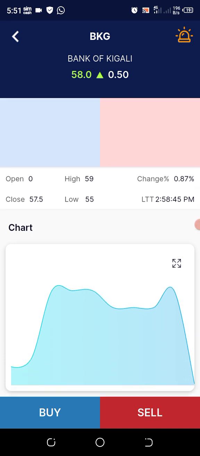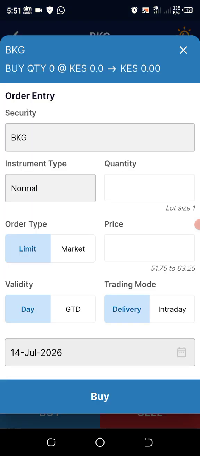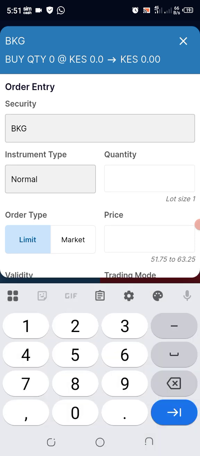Now let's say you want to buy. You have just created your account, and now you want to buy. This is what you are going to do. You are going to click on the buy button. When you click on the buy button, you can see first we have the security itself, its ticker, that is BKG, the Bank of Kigali. Then you have the instrument type, that is normal. Then the quantity: you have to specify the quantity of shares that you want to buy. Let's say it's 1,000 shares of Bank of Kigali.